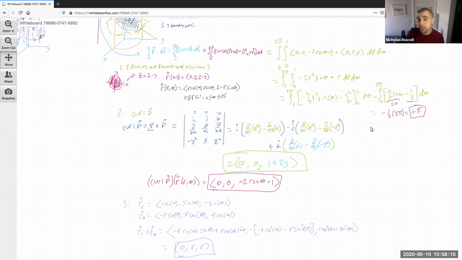And so that's the issue with this: making sure we take the curl of the vector field, making sure we plug in our parameterization correctly here, and then finding my normal vector, and then taking the dot product and evaluating from there.